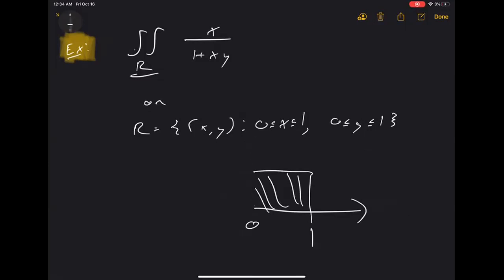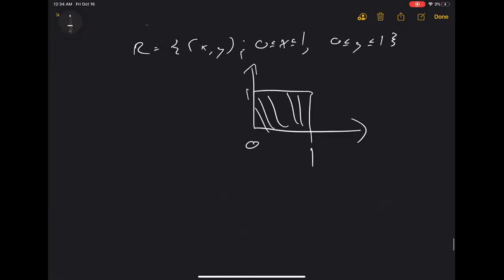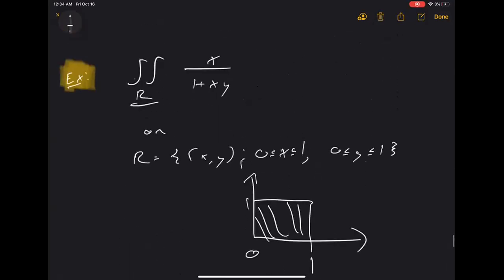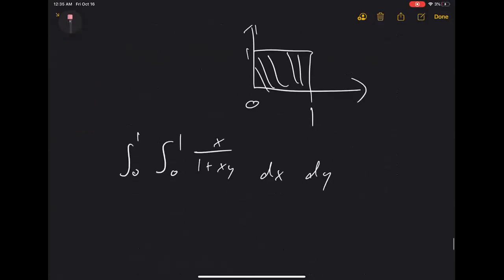Okay, so how could I write this as bounds of an integral? Well, my x, let's do our dx. Our x is going from 0 to 1, and then our y is going from 0 to 1. And then let's just plug our function back in.